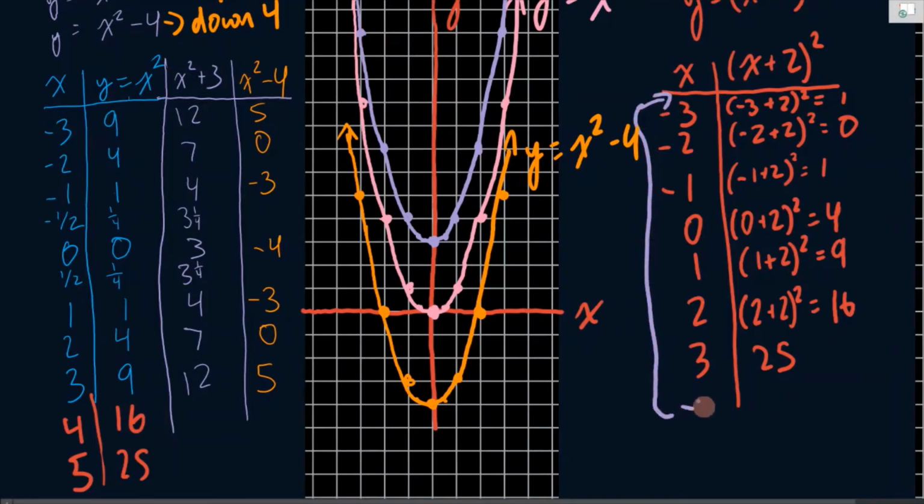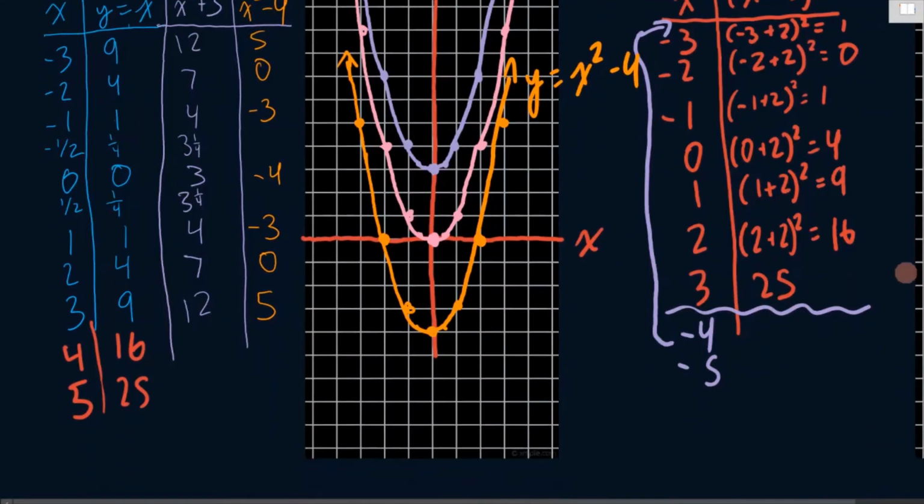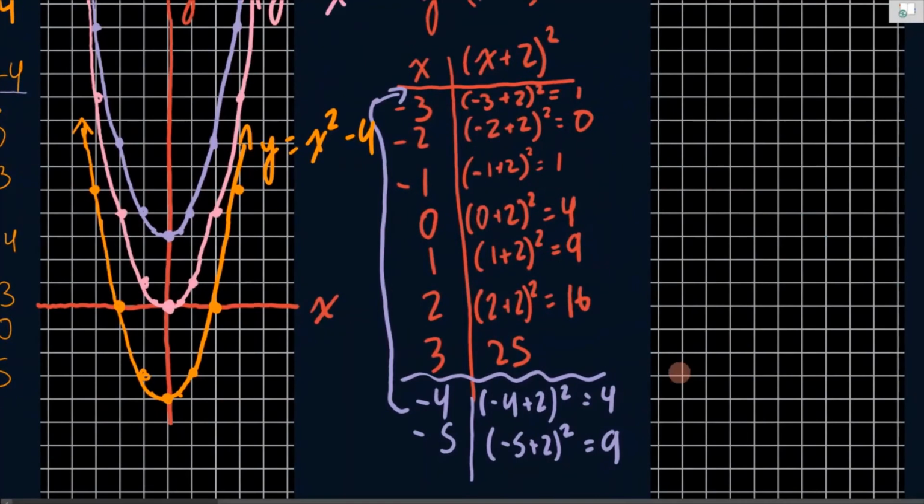Let's add them down here. -4, -5. What are we going to get? -4 plus 2 squared and -5 plus 2 squared give us -2. -2 squared is 4, -3, and -3 squared is 9. So there we have it.